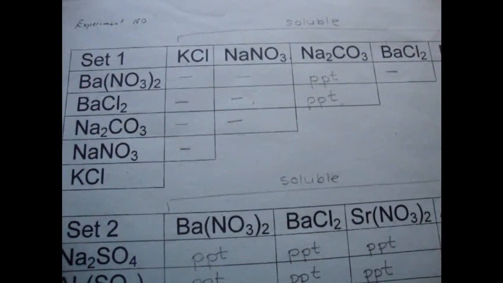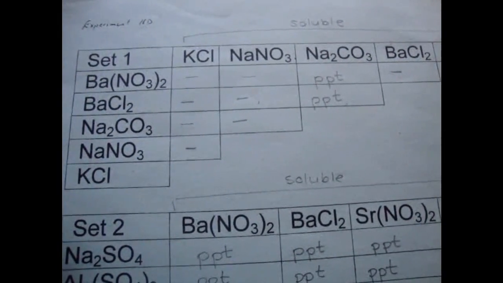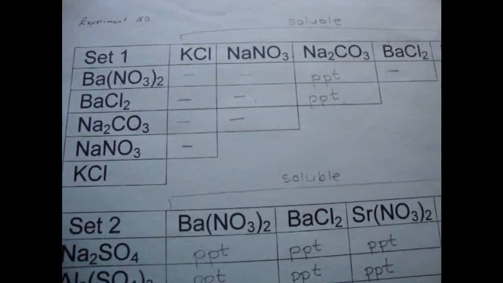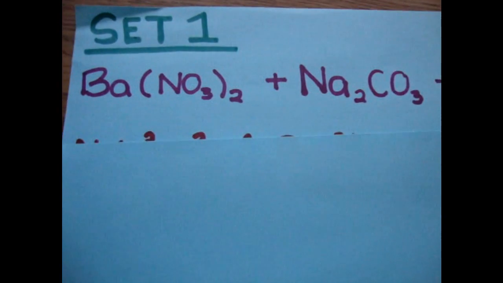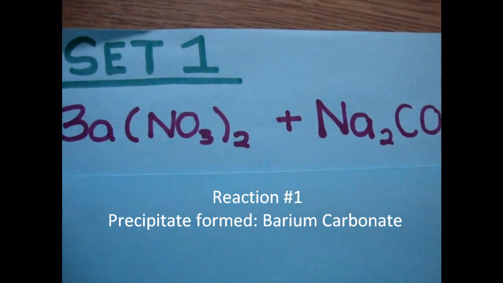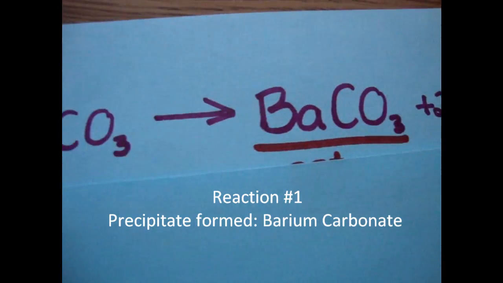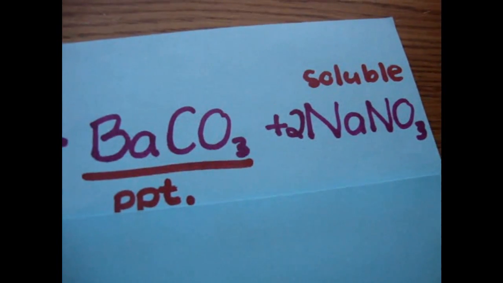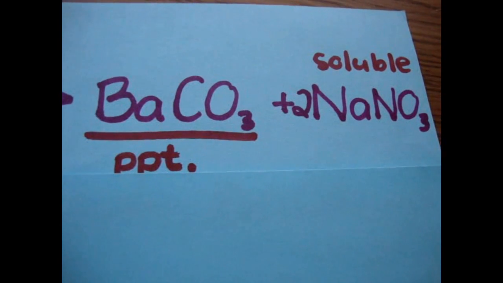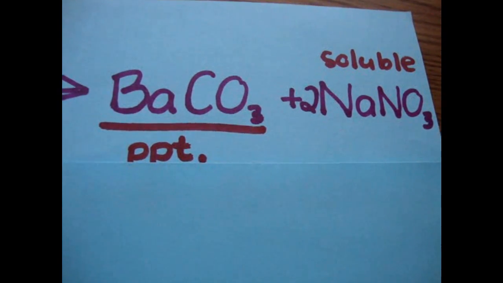Okay, so for set 1, we only had 2 reactions that formed precipitates. The first reaction was barium nitrate reacts with sodium carbonate to yield barium carbonate and sodium nitrate. And we know that sodium nitrate is soluble for 2 reasons.